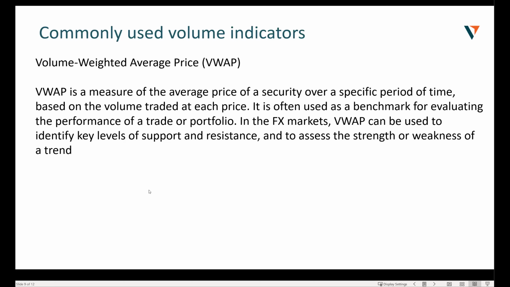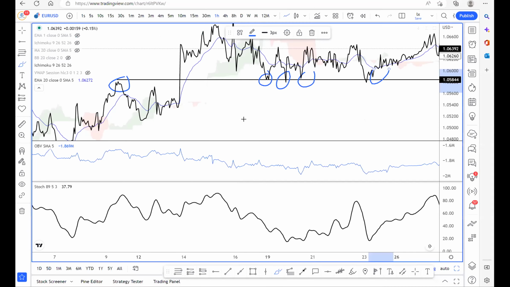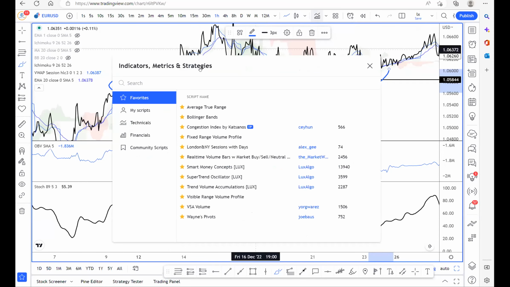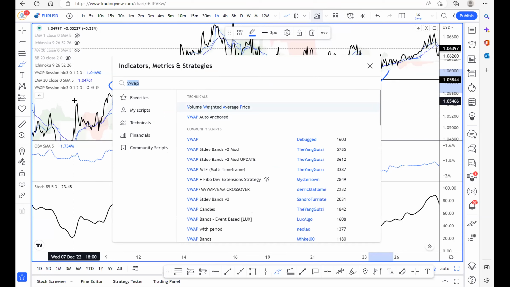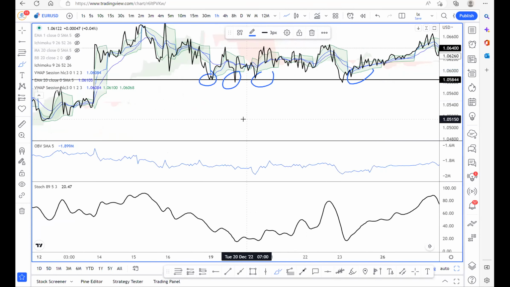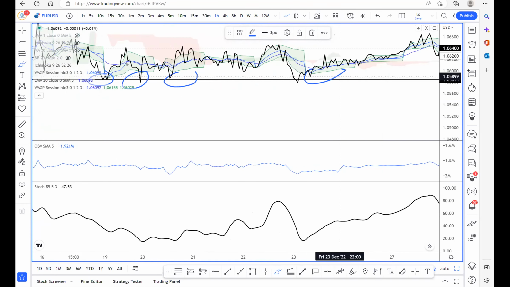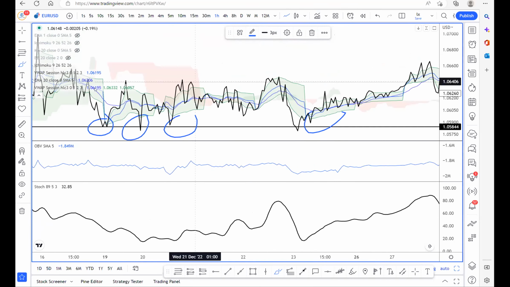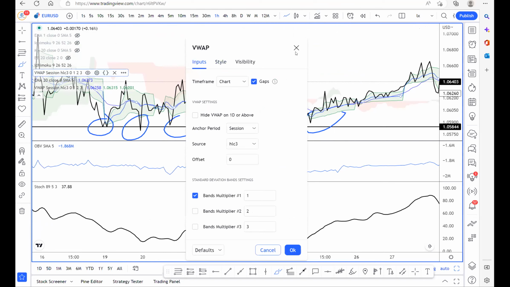So back onto our charts, you can see that you can find a VWAP line here. I'm on TradingView, so you can just search indicators and type VWAP. So this should appear. For the VWAP line itself, you can see that in this example, it consists of an upper band, a lower band, as well as the average price. If you want to, you can actually remove the upper and lower band.